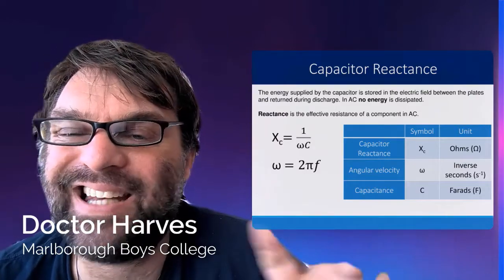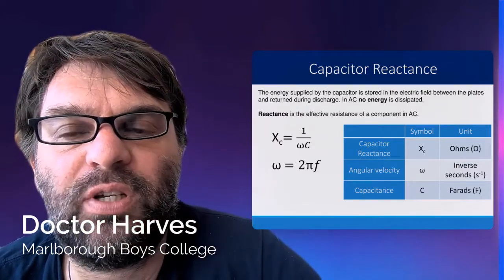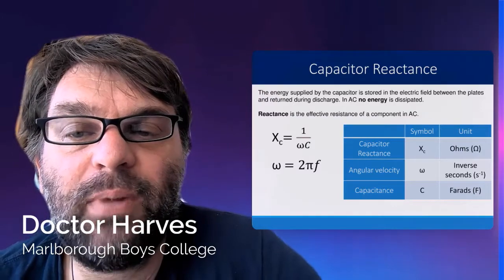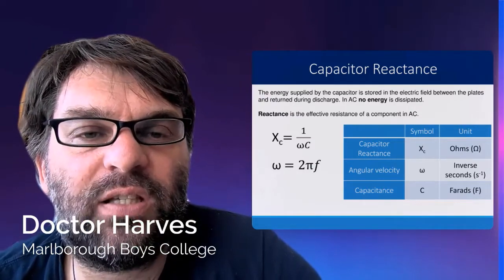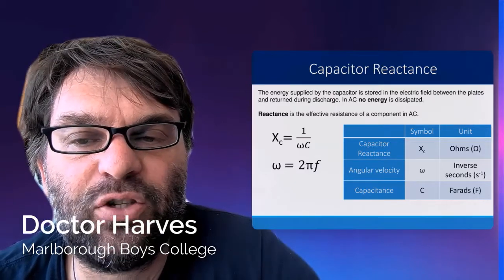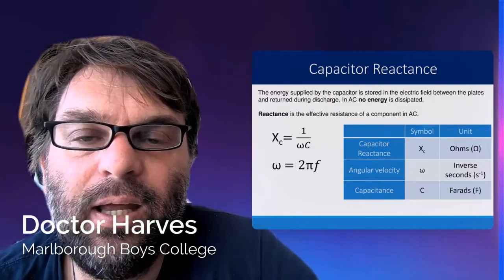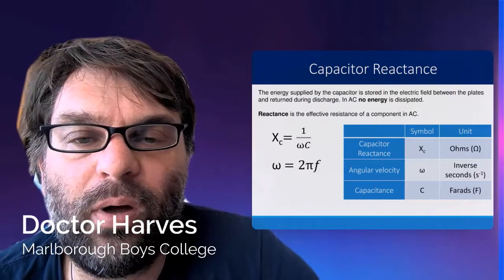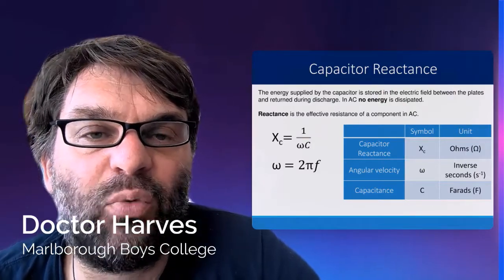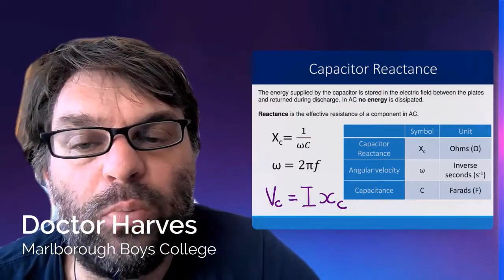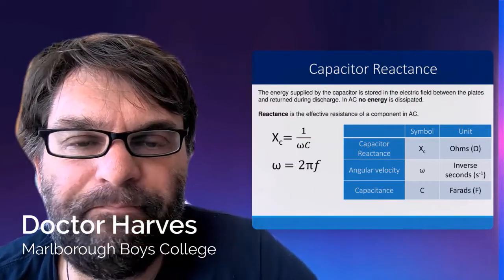Therefore, capacitors aren't technically resistors because resistors dissipate energy. So that means we have a new term called reactance. Reactance is effectively the resistance of a component in AC. And so for a capacitor, the reactance is 1 over omega C, where C is the capacitance, and the reactance is measured in ohms because it's effectively a resistance.